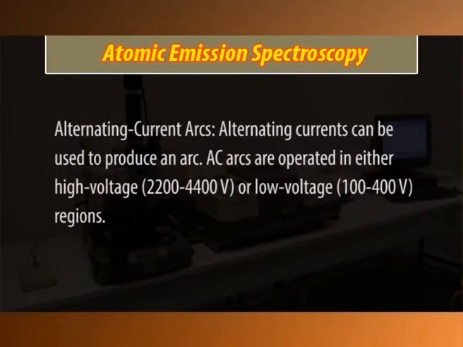Alternating current arc. Alternating currents can be used to produce an arc. AC arcs are operated in either high voltage of 2200 to 4400 volts or low voltage of 100 to 400 volt regions. In both situations, the arc ceases at the end of each half cycle as the applied voltage drops below the value needed to maintain it.